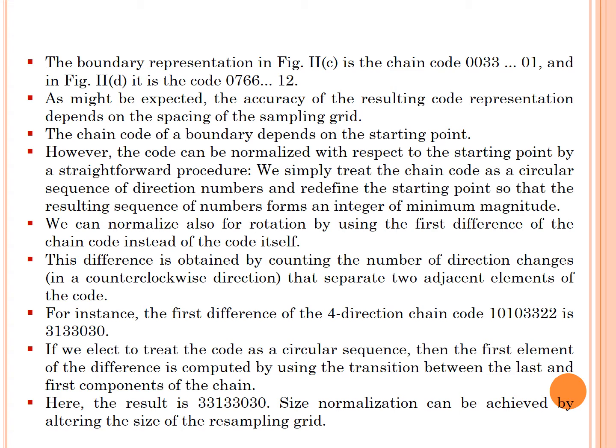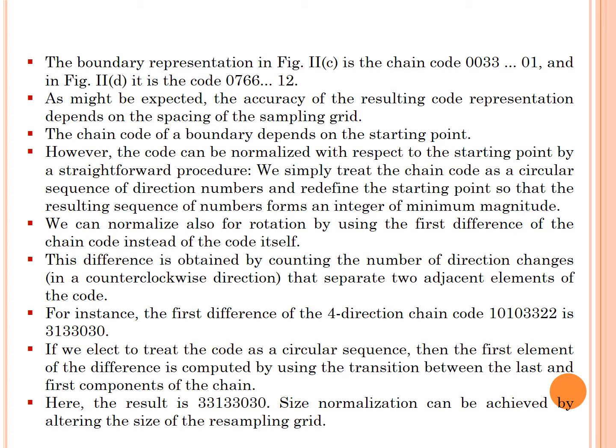The chain code of a boundary depends on the starting point. However, the code can be normalized with respect to the starting point by a straightforward procedure. We simply treat the chain code as a circular sequence of direction numbers and redefine the starting point so that the resulting sequence of numbers forms an integer of minimum magnitude. We can normalize also for rotation by using the first difference of the chain code instead of the code itself.